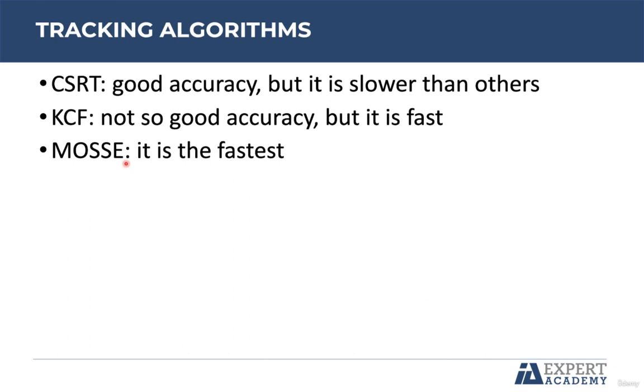There are some applications where you need a lot of precision and speed is not so important, so you can use CSRT. There are also some applications where the quality is not as important as speed, so you can use KCF or MOSSE. In the next lecture, we are going to start the implementations.